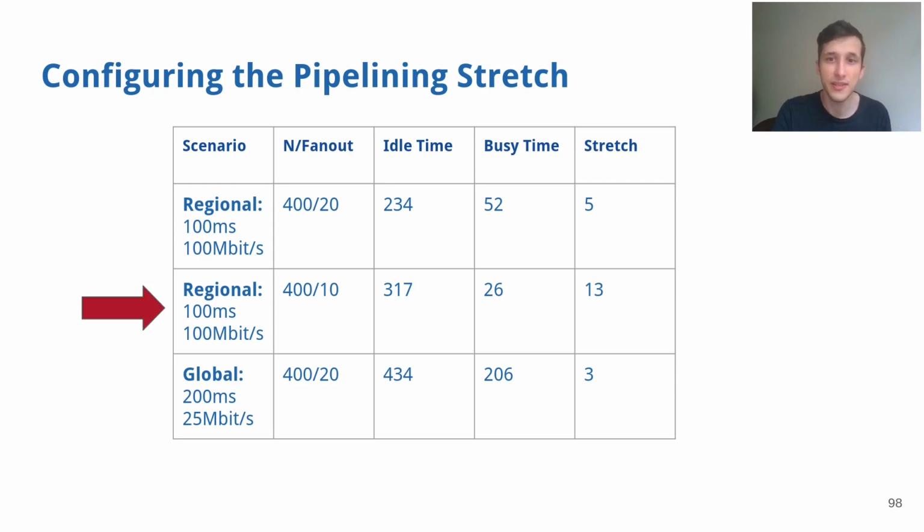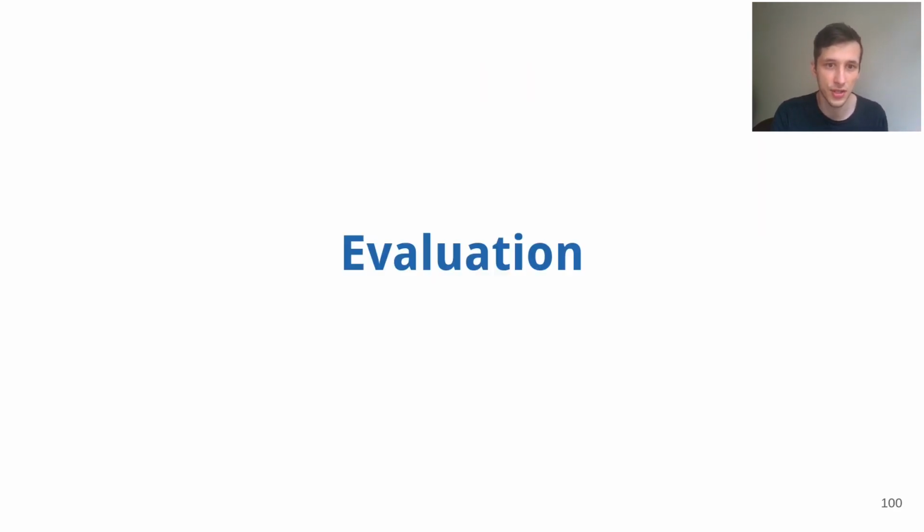If we decrease the fan out, this results in a deeper tree, which increases the idle time and at the same time decreases the busy time, which significantly gives more space for an additional pipelining stretch. However, in the global setting, even though we increase the round-trip latency, which resulted in a much larger idle time, due to the reduced bandwidth we have available, the sending time and with it the busy time increases significantly, which results in a much lower potential stretch.